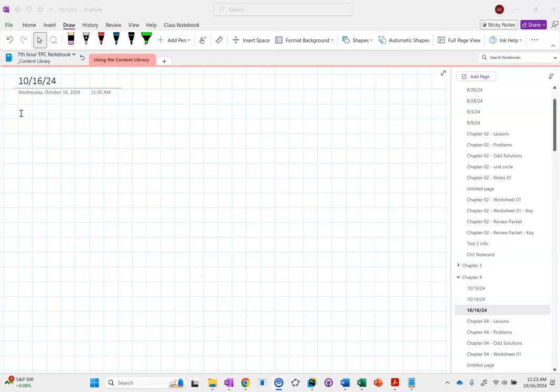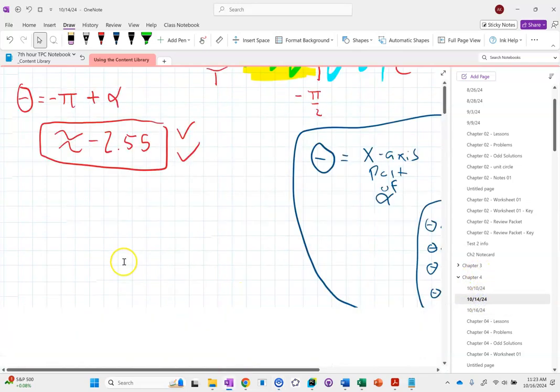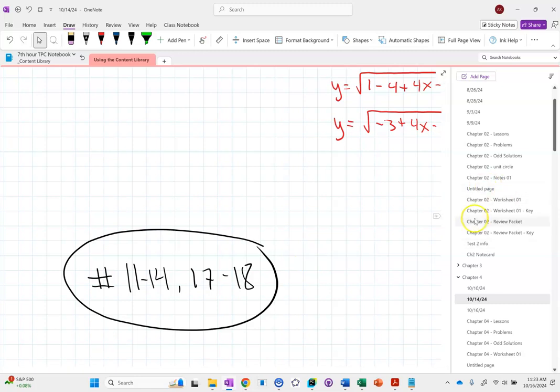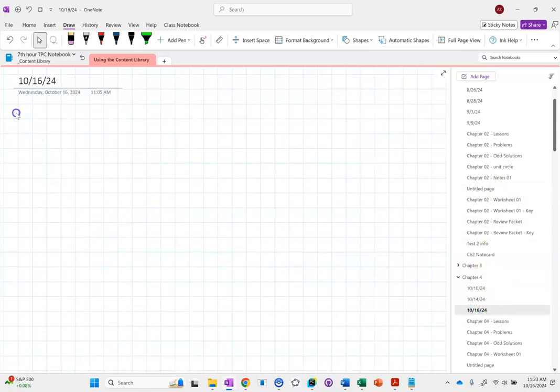Questions from homeworks? To this point, you guys have been assigned worksheets 1 and 2, as well as 11 through 14 and 17 to 18 or something like that. I forget what it was last time. I think that was right. Let's look real quick. 11 to 14, 17 to 18, yeah.